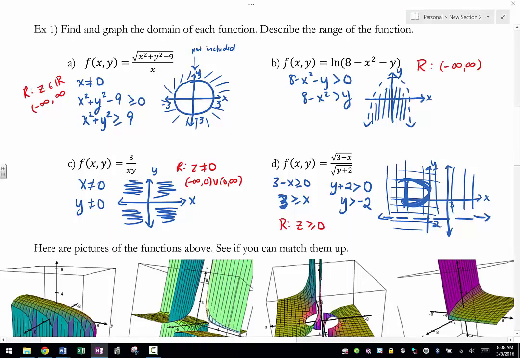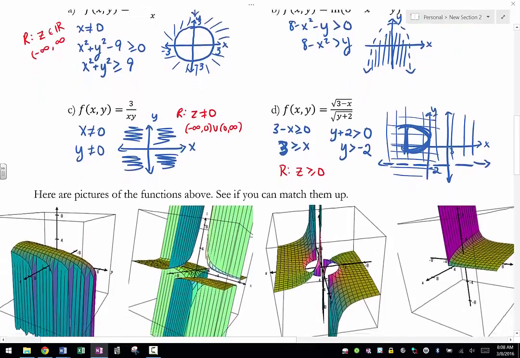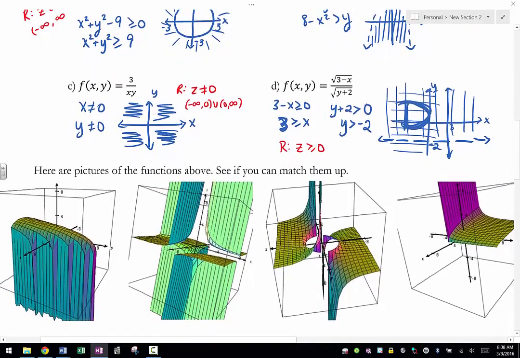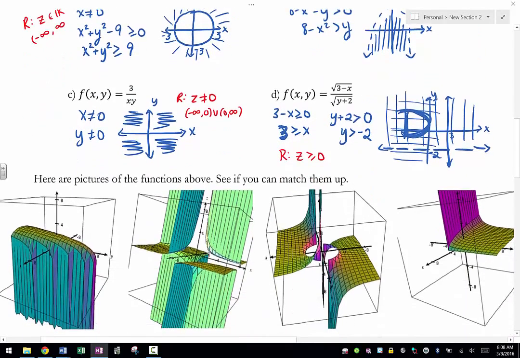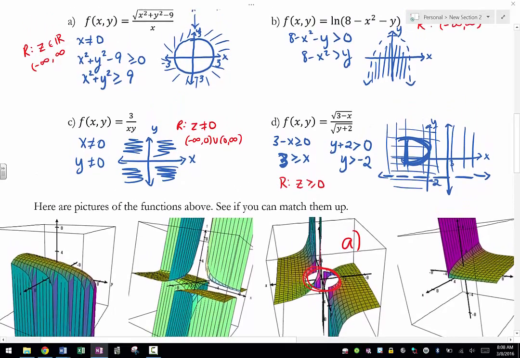All right, now last but not least, it says, here's pictures of the functions above. See if we can match them up. I like to match them up based on domain. One of these has a domain that can't include the middle of a circle but includes everything on the outside. That's definitely going to be this guy right here. I got this big gaping hole in the center and then everything else going on around it. Now, let's see if our range matches up. Oh, I forgot a parenthesis. Let's see if our range matches up.